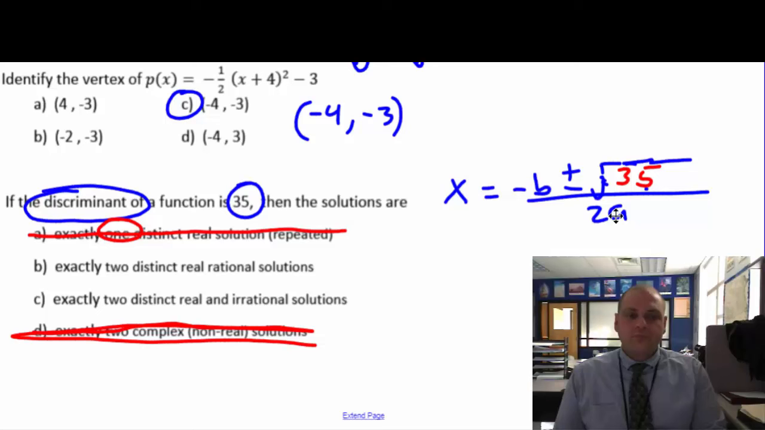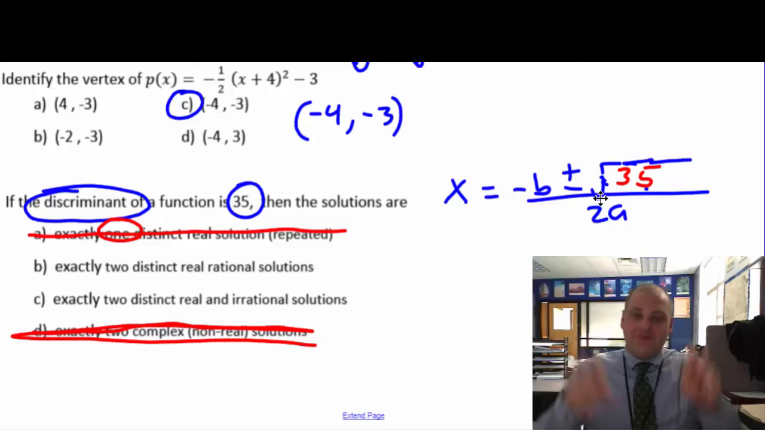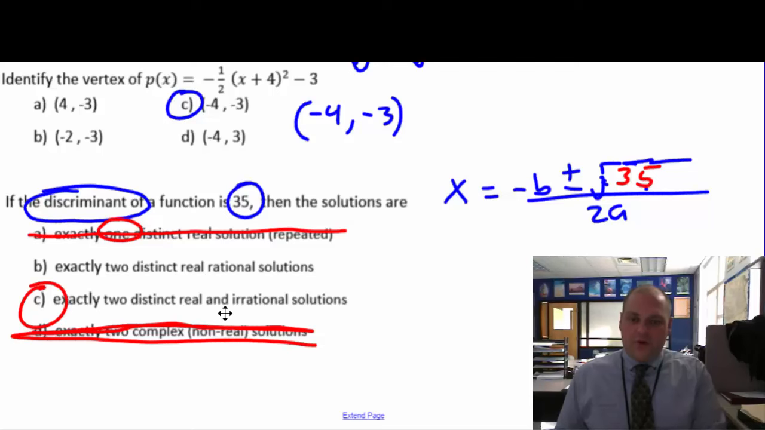Rational or irrational? Well, the square root of 35 is an irrational number. If you put that in your calculator, you're going to get some decimal that goes on forever. If this was like a 25, then it would be just 5, so the solutions would come out nicer, which would be rational. This is going to be the ugly, irrational numbers, decimal that goes on forever, so that would be choice C here. Whenever it's a non-perfect square number, you get irrational solutions.